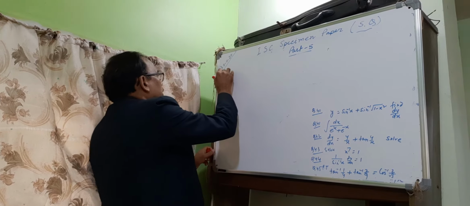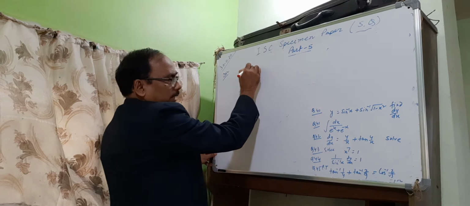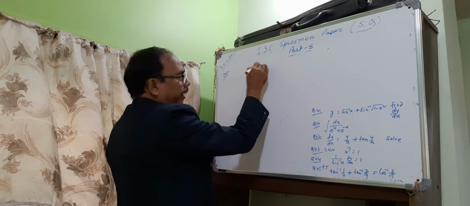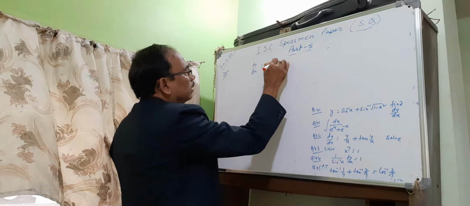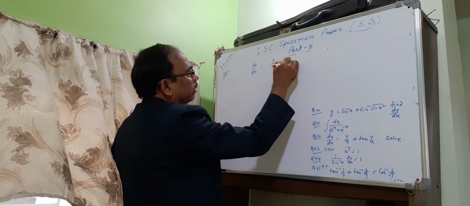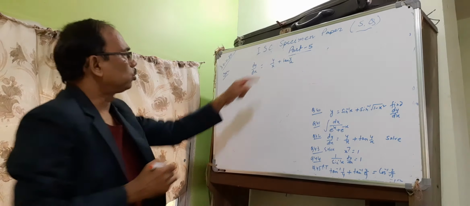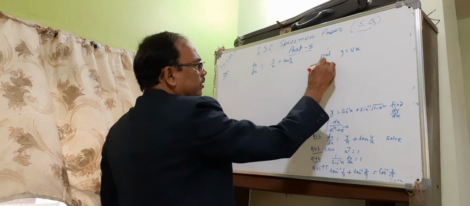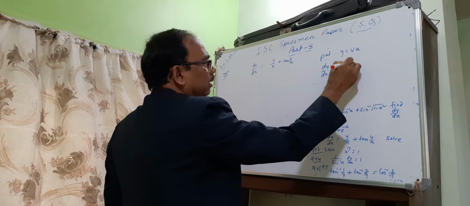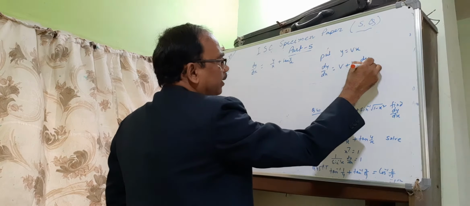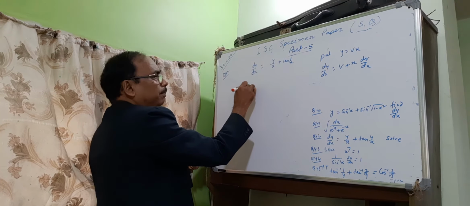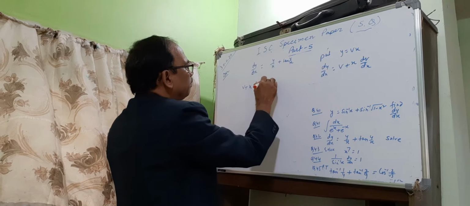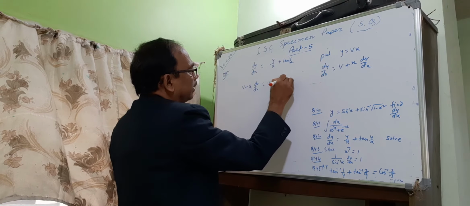Sum number 42, question number 42. Here it is a differential equation, find the solution of this differential equation. dy by dx equals y by x plus tan y by x. Here, put y equals vx. Now differentiating both sides, dy by dx equals v plus x dv by dx. Put it here, dy by dx, that is v plus x dv by dx. So y by x is v plus tan v.